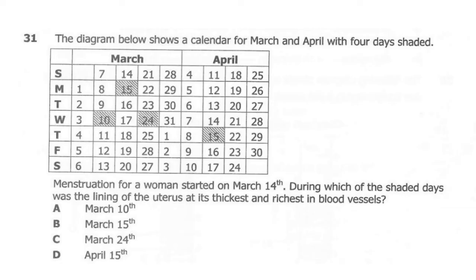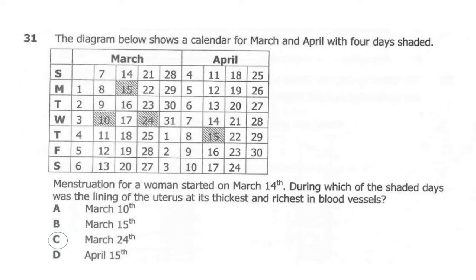The correct answer here is March 24th. So that was the correct answer. Well done, chat. What we have to take into account is that menstruation for the woman started on day 14th. So from 14th to 5 days, the shedding will be taking place. Then after shedding has taken place, the uterus will start repairing itself until 14 days later. So after day 14, that is when ovulation takes place.